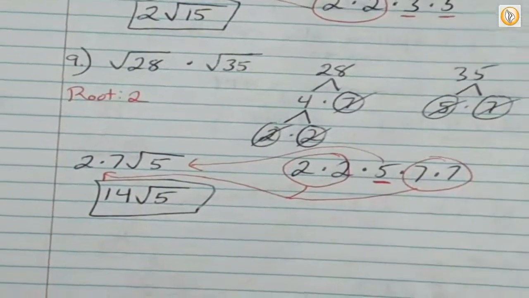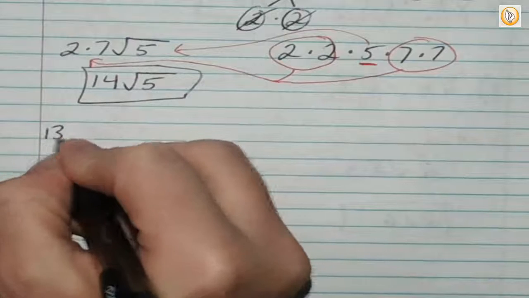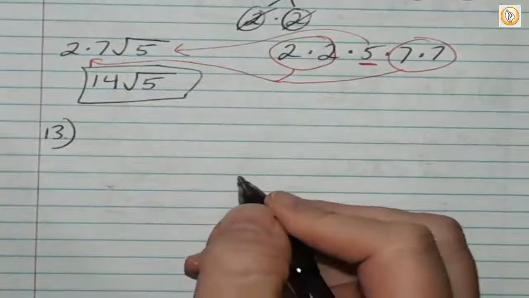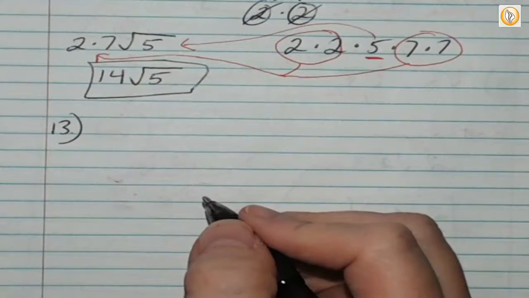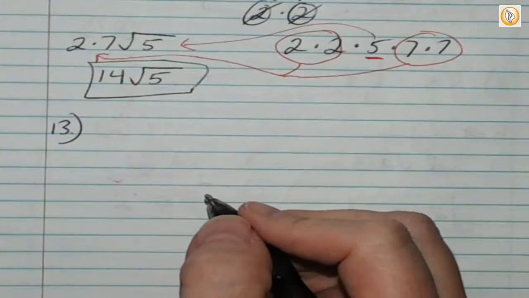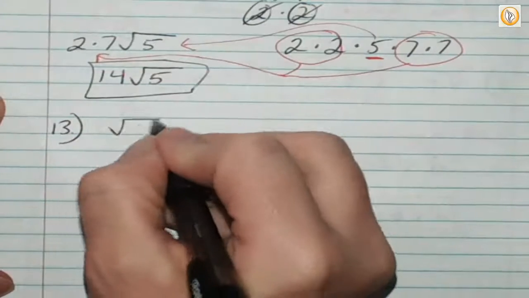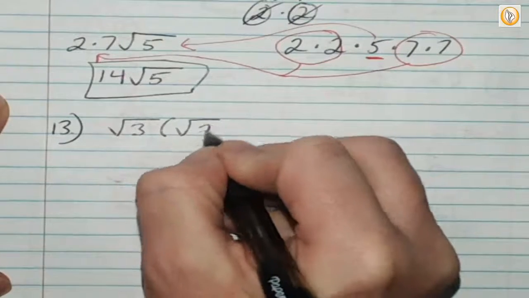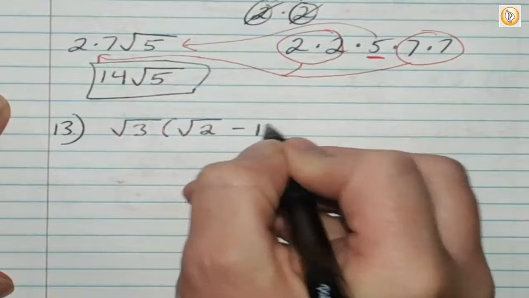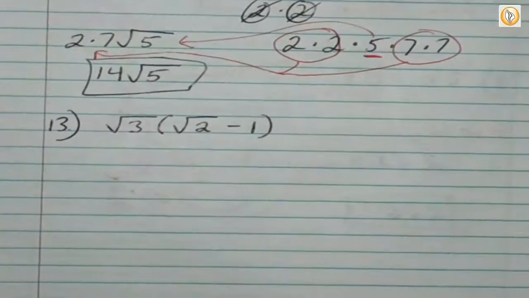Let's look at number 13. Okay, now this one's a little different. It is the square root of 3 times the square root of 2 minus 1. Now, don't let this freak you out.